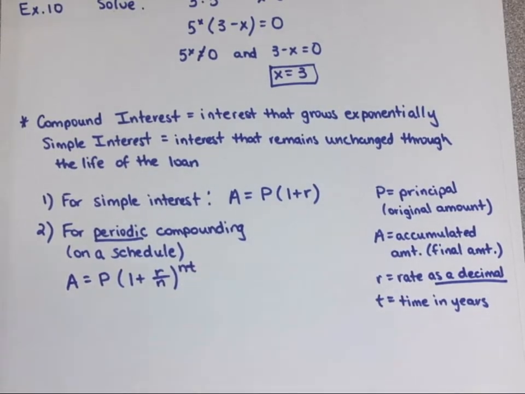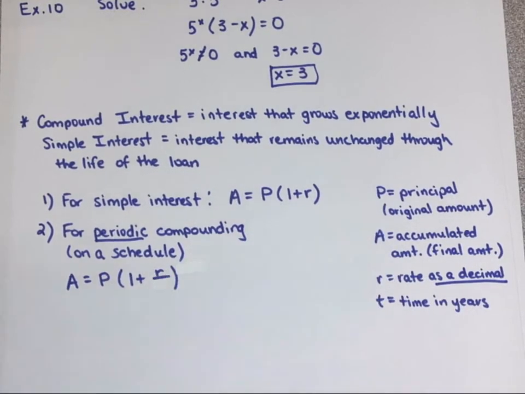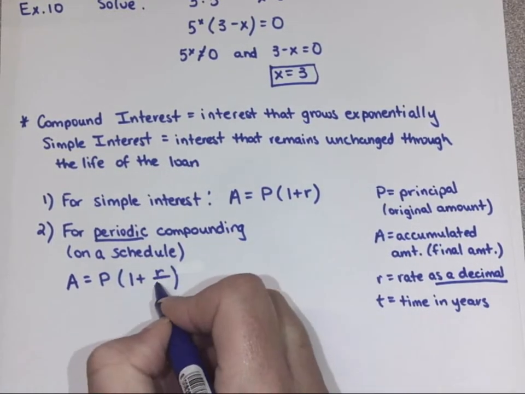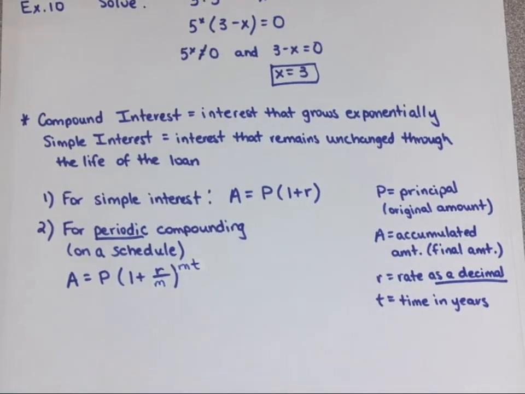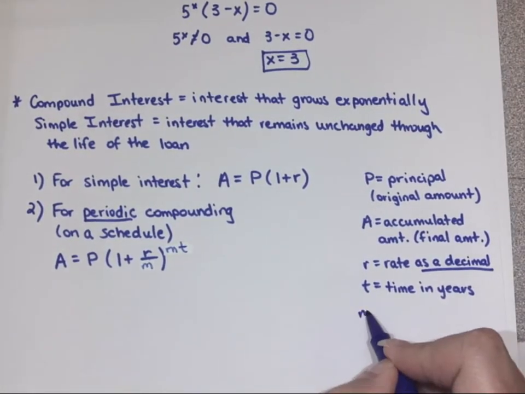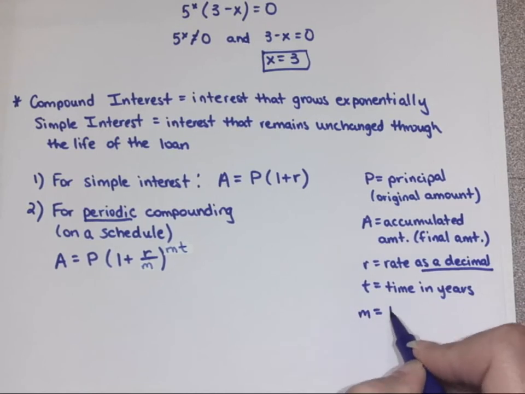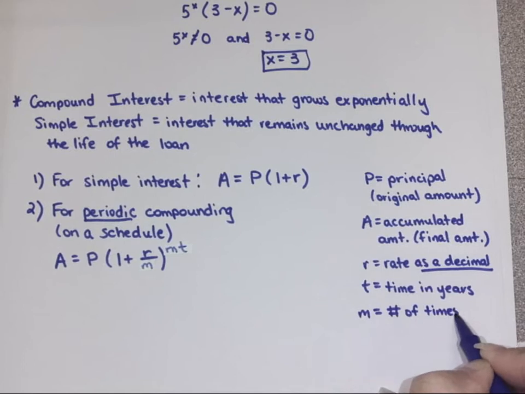Actually, this book, hang on, I forgot. This book uses the letter M here, so let's do that. Every other book I've seen actually uses the letter N. But we're going to try to match what the book says. Okay, so M is the only variable that we haven't talked about yet. And so M is going to be the number of times per year that interest is compounded.